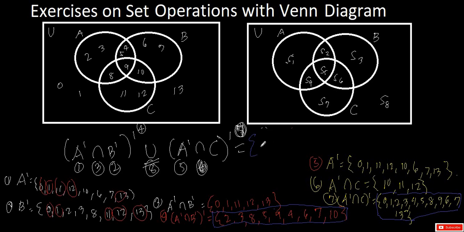Okay, so let's write our final answer. So the elements therefore are 2, 3, 8, 5, 9, 4, 6, 7, 10. Then let's continue listing the elements from step 7, which are not listed from the elements of step 4. So we have 0, 1, so we will not write 2, 3, 4, 5, 8, 9, 6, 7, but we are going to write 13 here. Okay, this is now the final answer for this given problem. That's it.